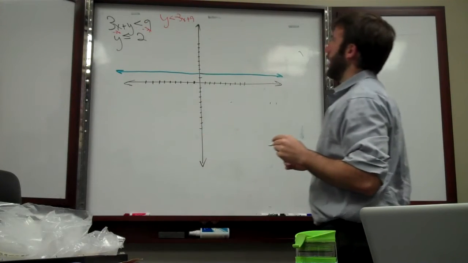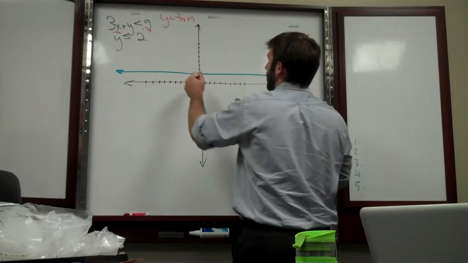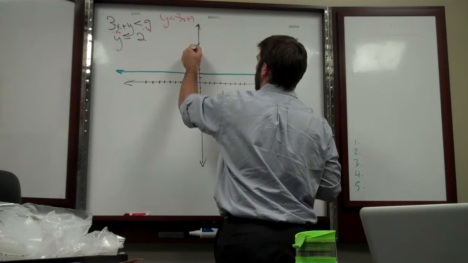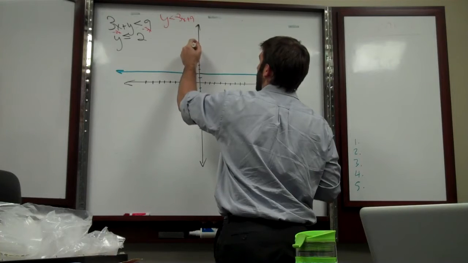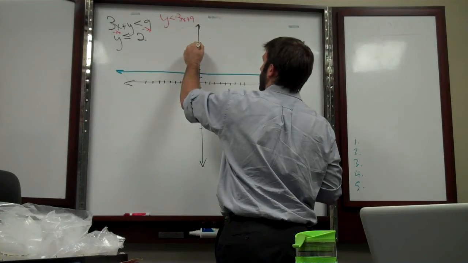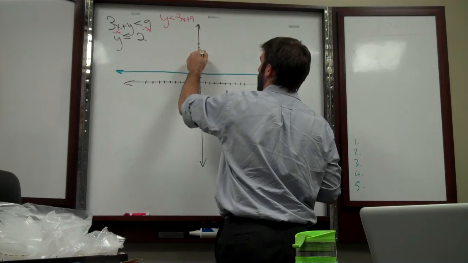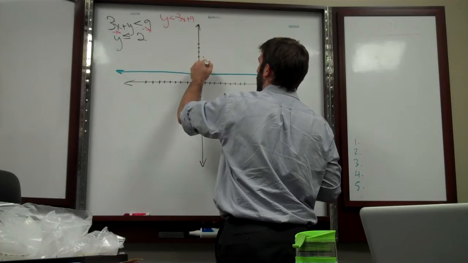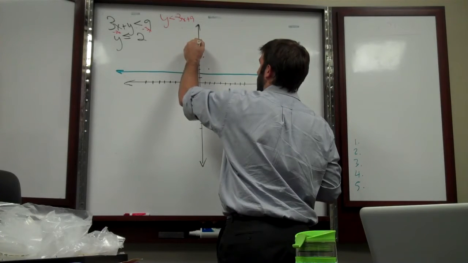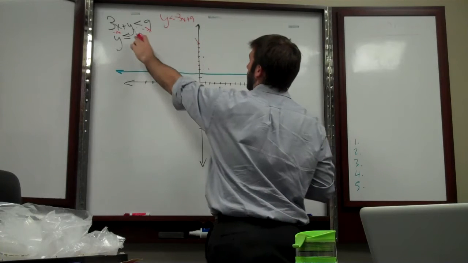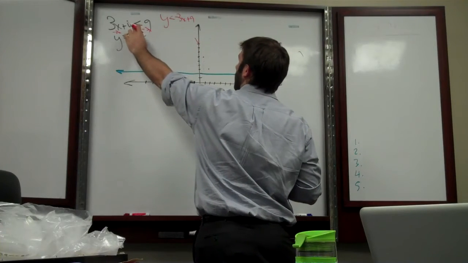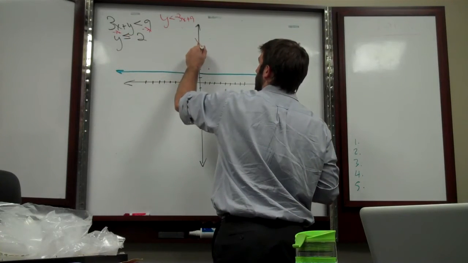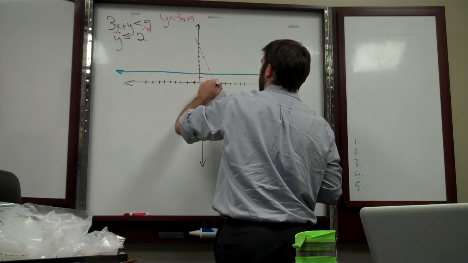Okay, so how do I graph that? My intercept is 9: 2, 3, 4, 5, 6, 7, 8, 9, right here, and my slope is negative 3. Down 3, over 1. Down 3, over 1. So it's going to be this line here. Now is it going to be dashed or solid? Well, this one's going to be dashed because it is not or equal to.